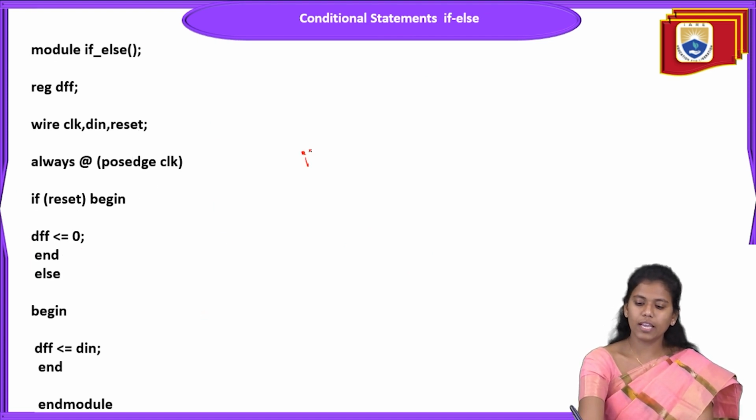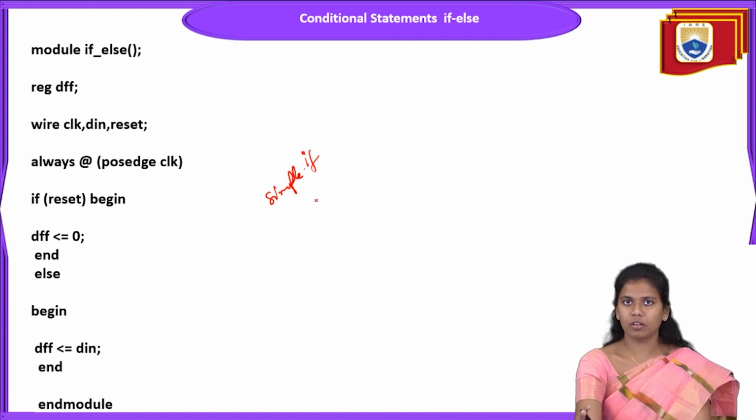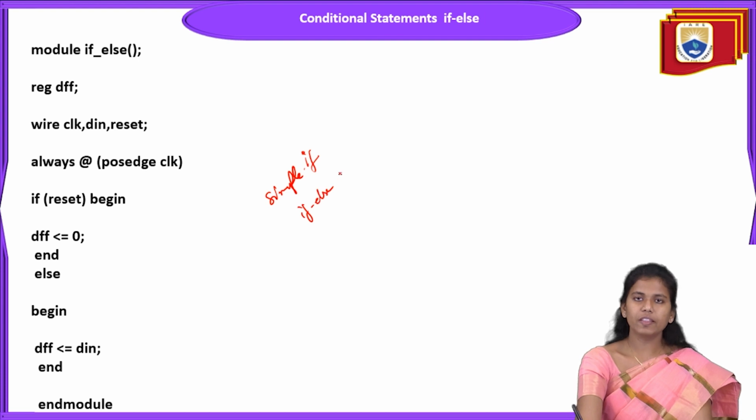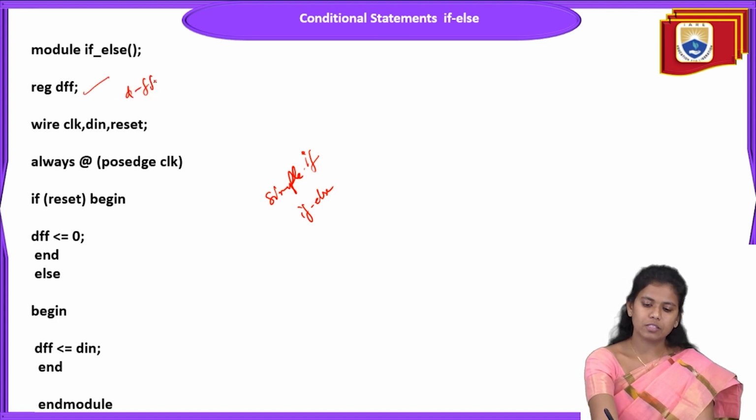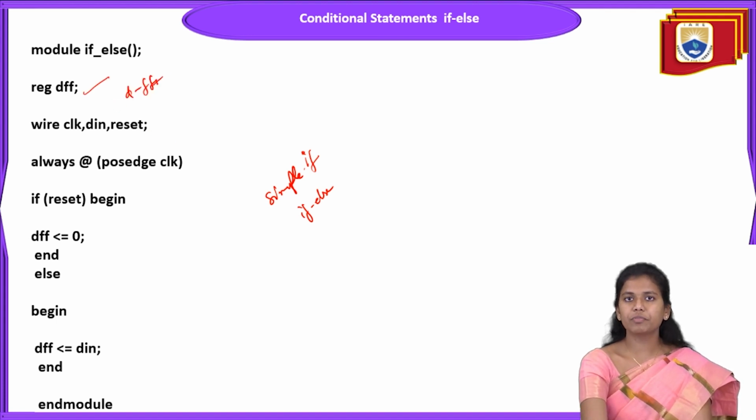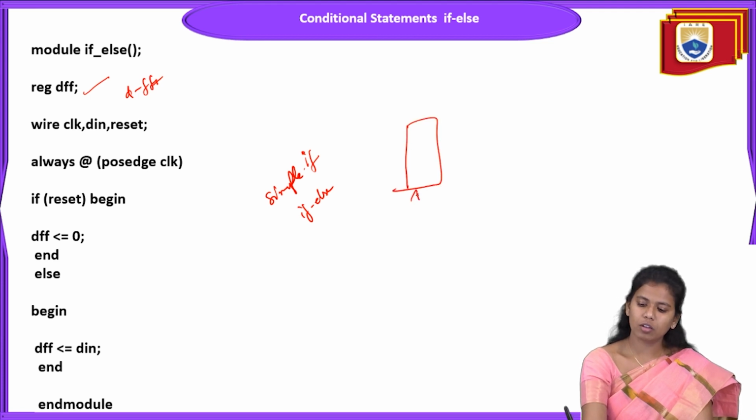previously we had discussed only a simple if, right? For simple if, that is the syntax that we need to follow. And now, if you come across the conditional statement if else, for this if else module, the register, D flip-flop. Okay, this is a D flip-flop, and for this flip-flop, I have a clock, D in, reset, set reset.